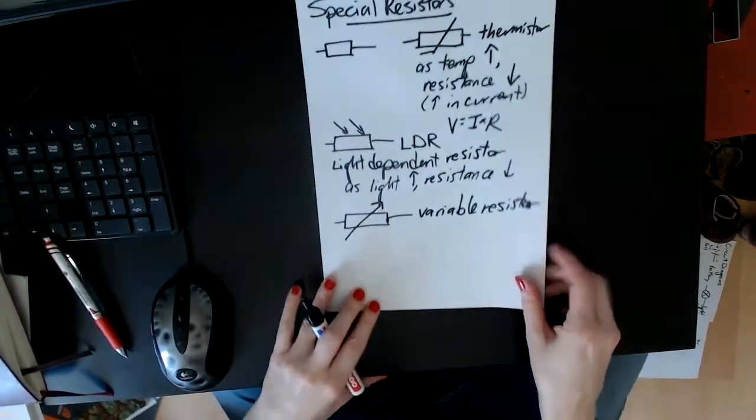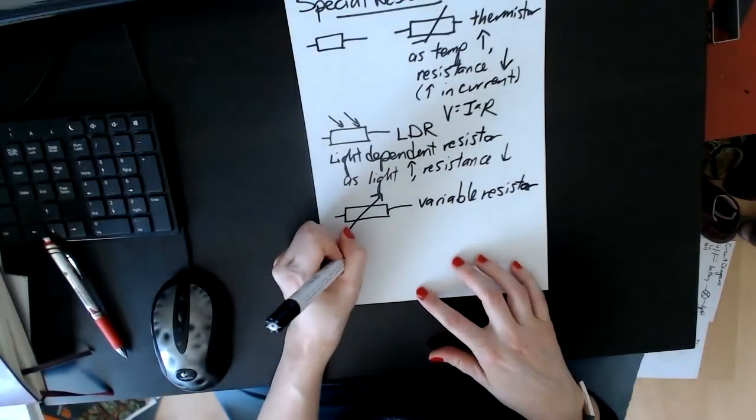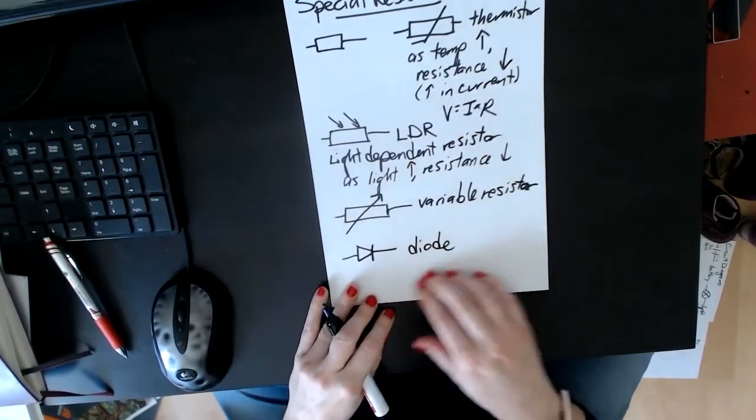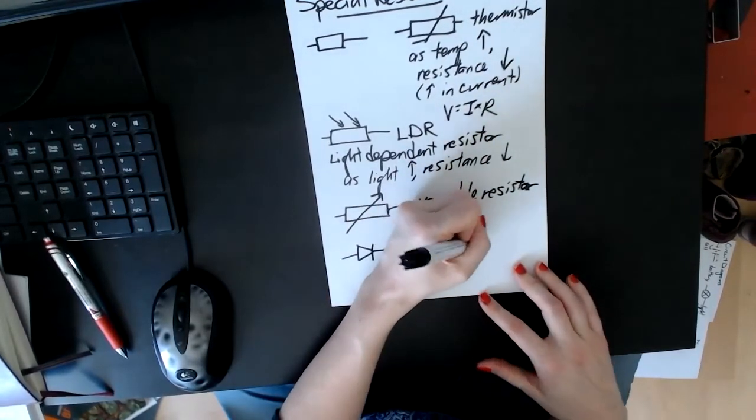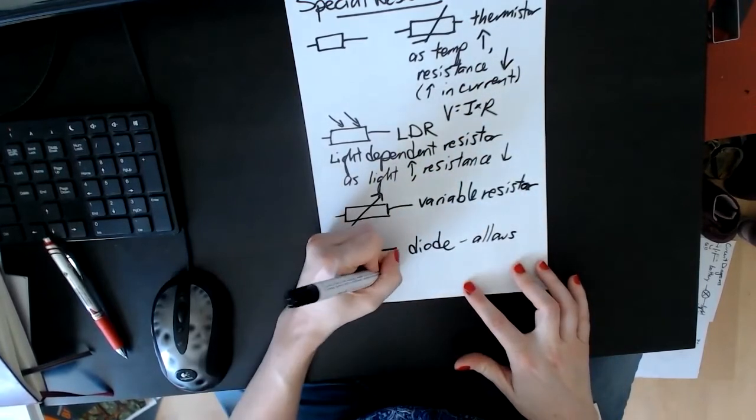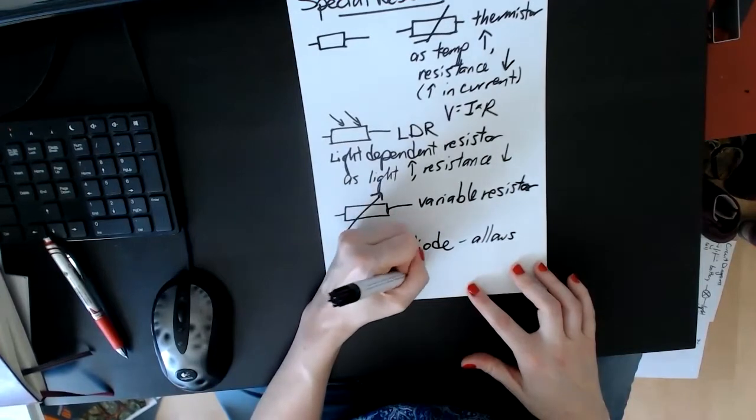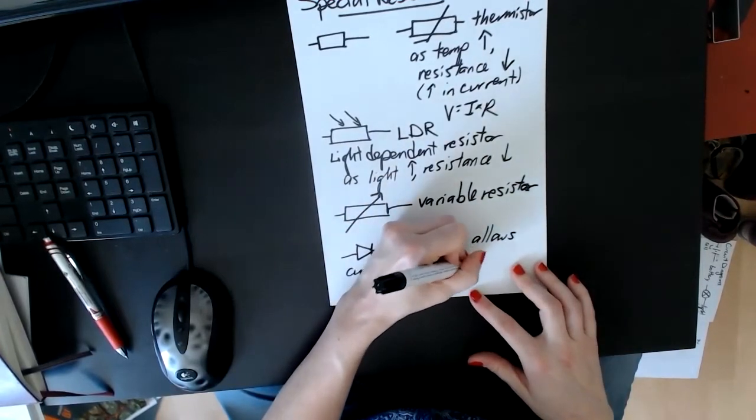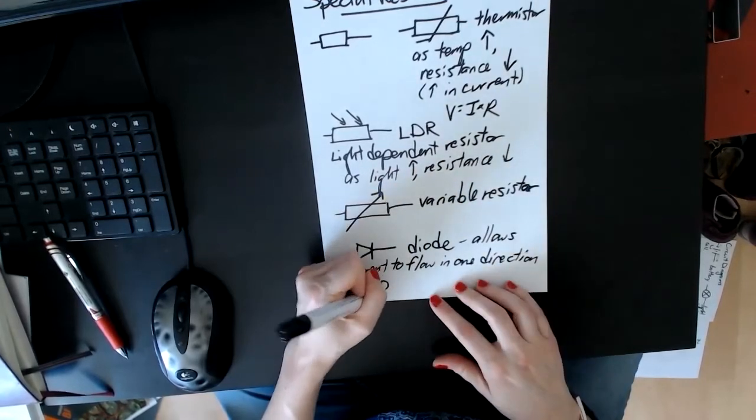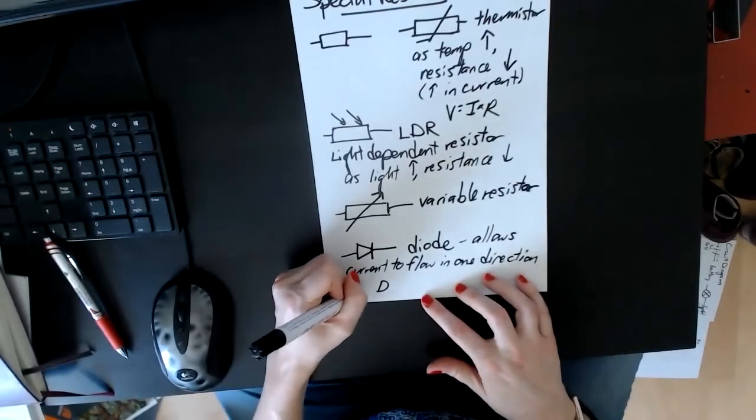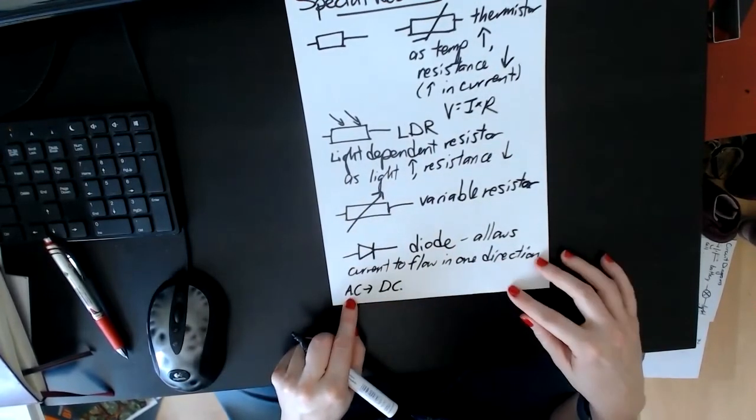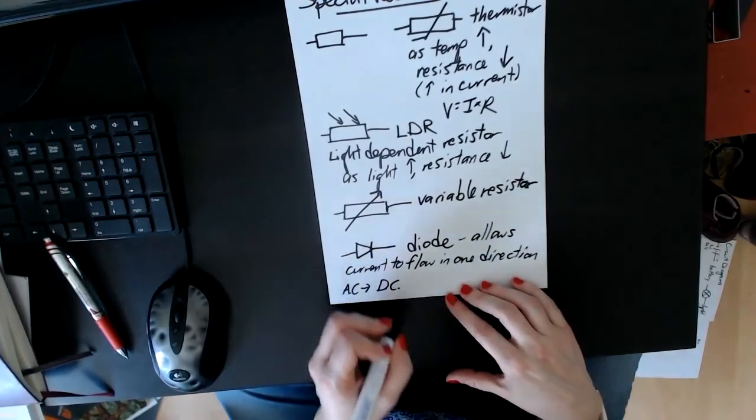The last type of resistor that you will sometimes encounter looks like this, and that is a diode. The purpose of a diode is that it allows current to only flow in one direction, or the electrons literally to flow in one direction. And so what that essentially does is turn alternating current, where the electrons are traveling in both directions, into direct current. If you're not sure what that means, go see my other video. So it changes alternating current into direct current.